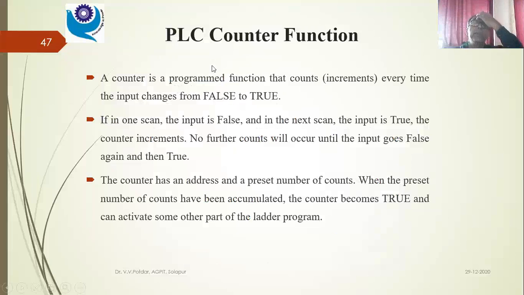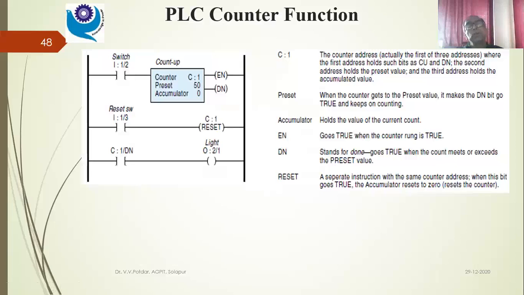A PLC counter is a programmed function that counts every time the input changes from false to true. If in one scan the input is false and in the next scan the input is true, the counter increments. No further count will occur until the input goes false again and then true. The counter has an address and a preset number of counts. When the preset number of counts has been accumulated, the counter becomes true and can activate some other part of the ladder diagram. I think if we take some examples of PLC programming, that will be very easy to understand.